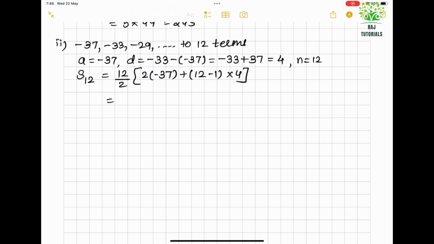That will be 12 divided by 2 will be 6, into (2 into 37 and minus). So minus 74 plus 11 fours are 44. So 6 into minus 30. So that will be minus 180.